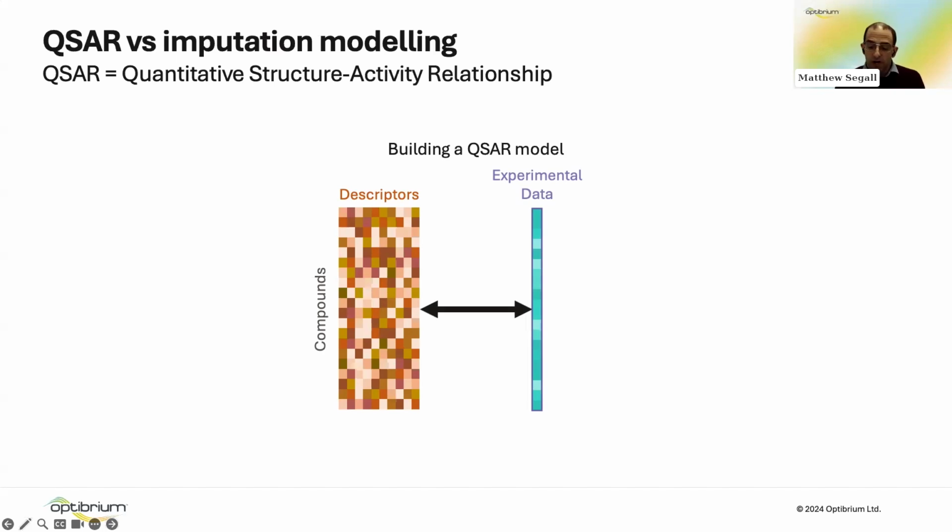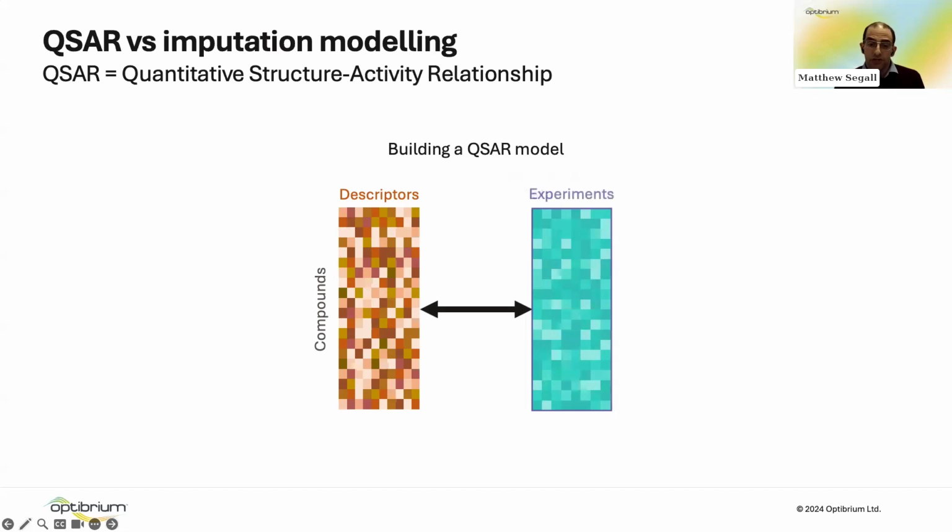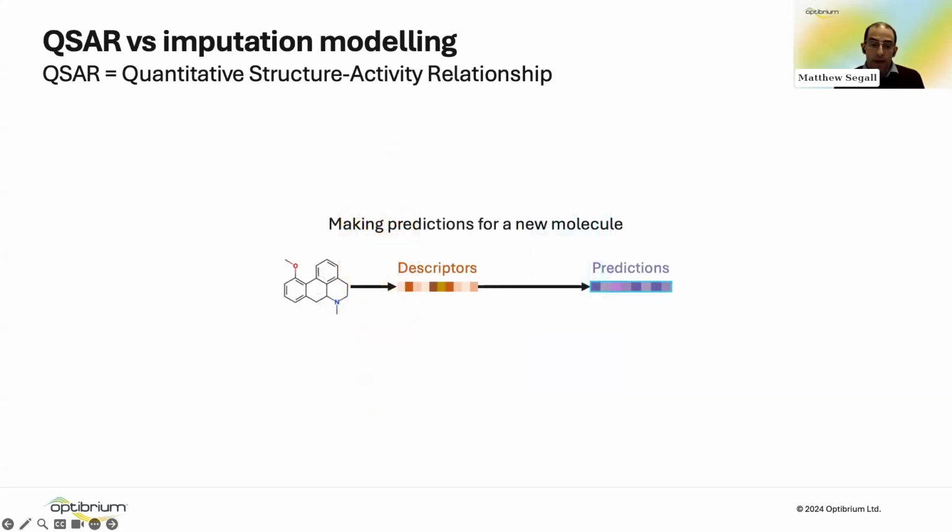Now, of course, with multi-target models, we can go further than that and build a model that captures not just a single experimental endpoint, but actually makes predictions for multiple experimental endpoints simultaneously. And if we want to make a prediction for a new compound, we can take that structure, calculate the same descriptors for that compound, and use that as input to our model to make predictions for that new molecule across the properties in which we're interested.